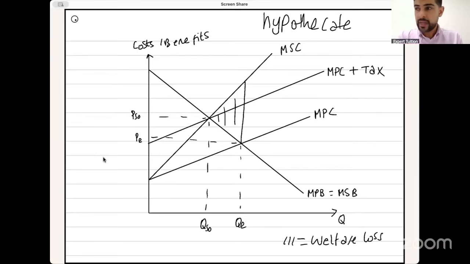15 or 25 mark at that level of depth where you're drawing that diagram, shifting MPC inwards, developing it through internalizing the external cost and hypothecating it. If I'm an examiner, I'm calling my friends. We're having a party. We're celebrating. I'm framing your script.